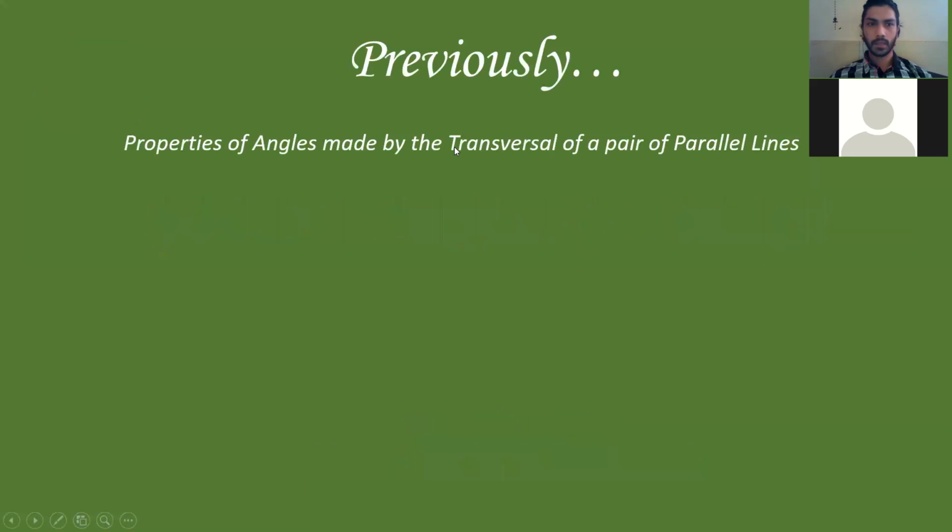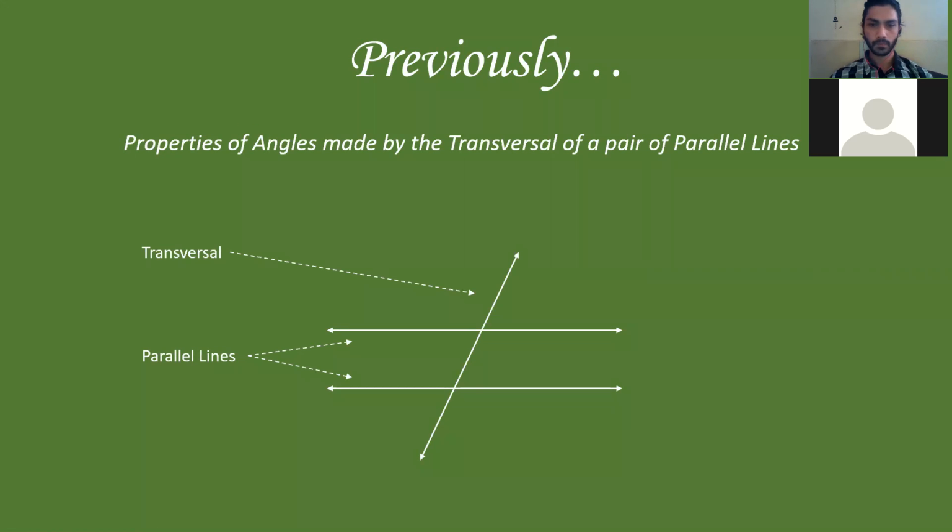So in the previous lectures, we learned about properties of angles made by a transversal of a pair of parallel lines. Can anyone tell me what's a transversal? There's a diagram on the screen. The transversal is a line that intersects two parallel lines.